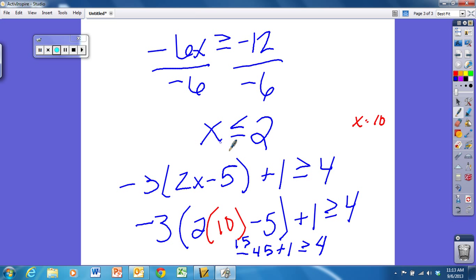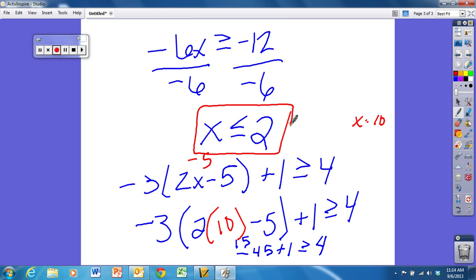What's a number that's less than or equal to 2? Well, 0 is the easiest one to pick. 2 times 0 is 0. Minus 5 is negative 5. Negative 3 times negative 5 is positive 15. Plus 1 is 16, which is greater than 4. So this is the correct answer. If you forget to flip the sign, you will get it wrong. It's not correct. Hopefully by now you won't forget because we will have done it a whole bunch of times.